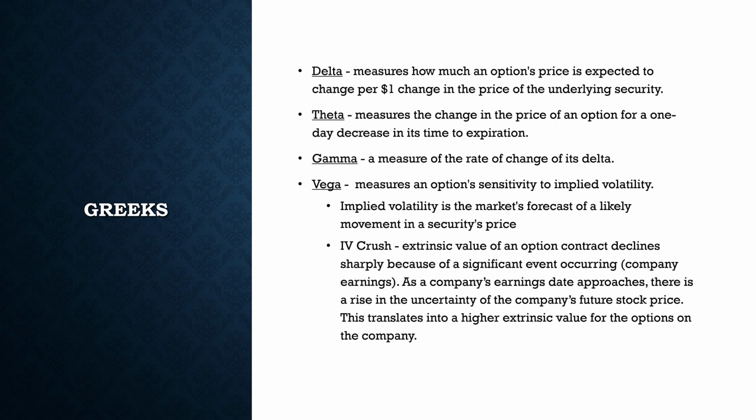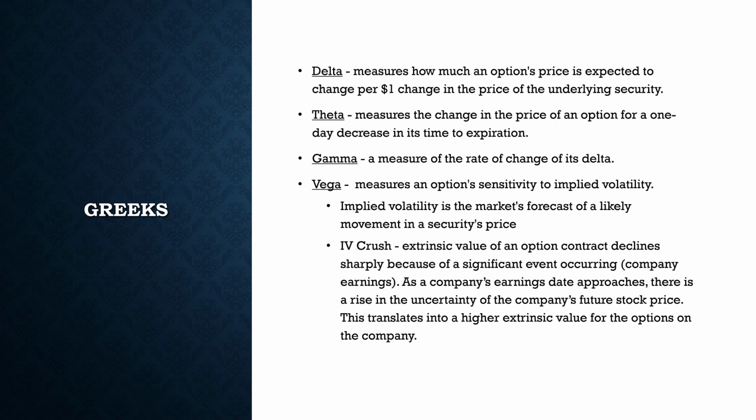So gamma just tells you for every dollar the stock goes up, delta is going to move from 50 to 51, the size of the delta. And vega, the reason vega is important is because it measures the option sensitivity to implied volatility.